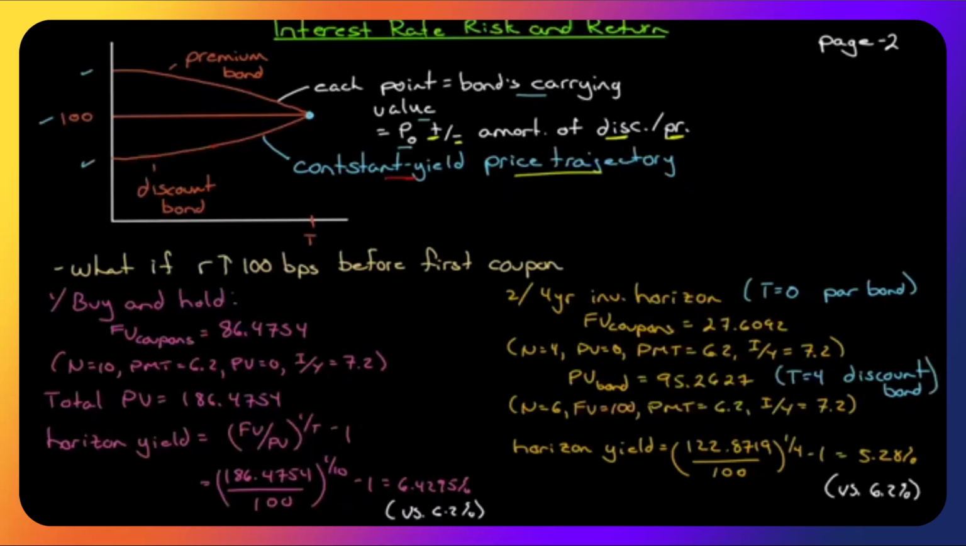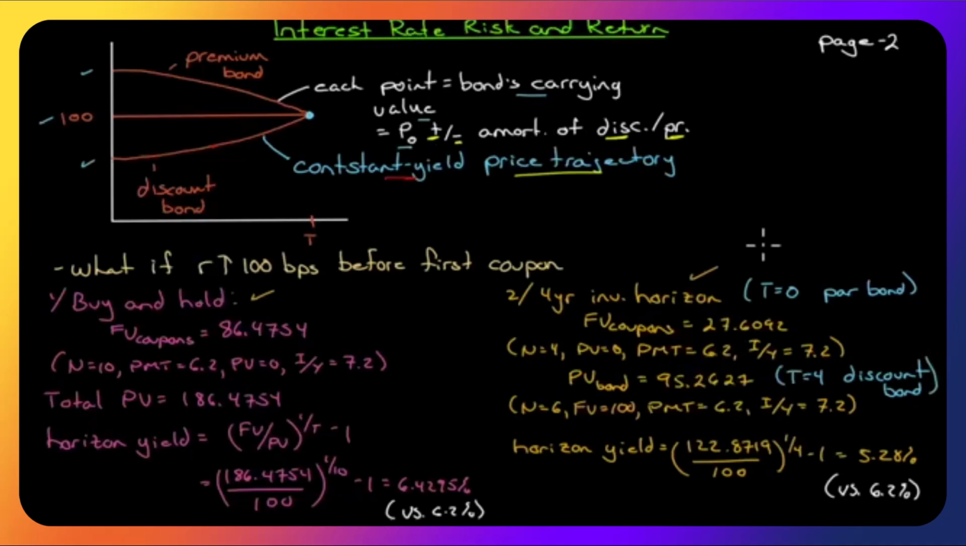Okay, let's go ahead and change interest rates. We have a buy and hold investor with a 4-year investment horizon. We're going to use the same bond that we had on the previous screen. We're going to increase rates by 100 basis points before the first coupon. Remember, the buy and hold investor doesn't have any source of return from capital gain or loss, just from the original yield to maturity and the reinvestment of coupon.